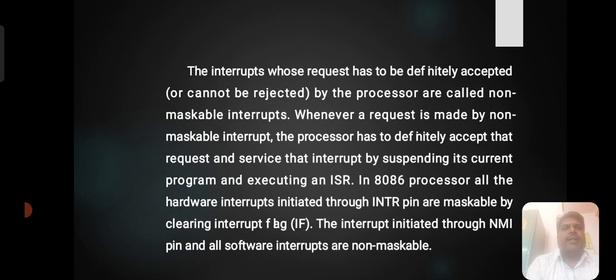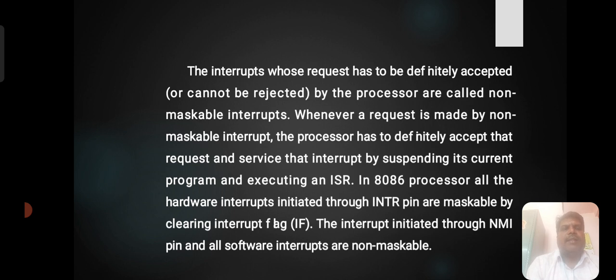The interrupts whose requests have to be definitely accepted by the processor are called non-maskable interrupts. So the user does not have the choice to reject it, only the choice to accept the interrupt. Whenever a request is made by a non-maskable interrupt, the processor has to definitely accept that request and service that interrupt by suspending its current program and executing an ISR.